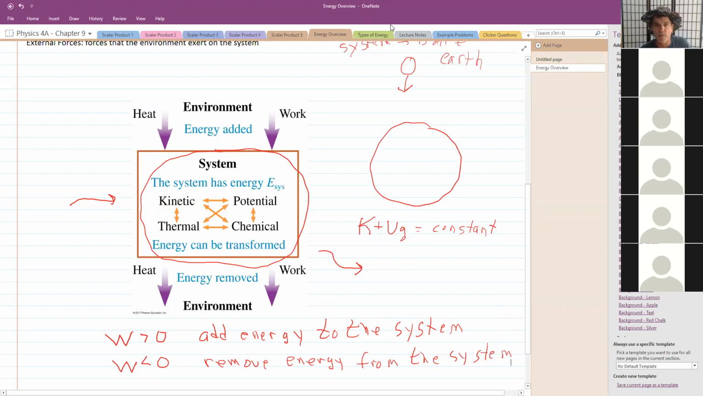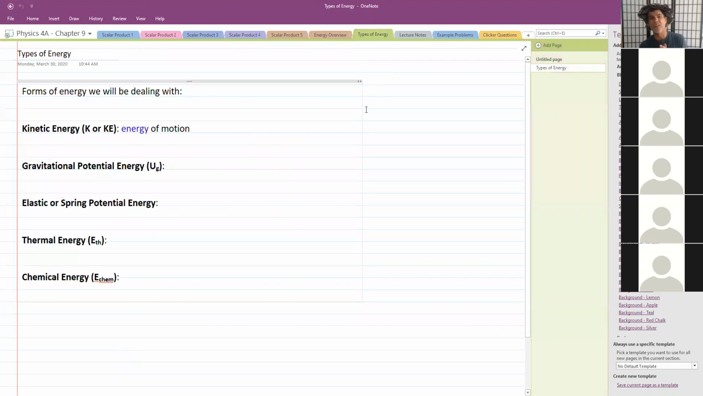So let me be specific about some of the types of energy we have. The main forms of energy we're going to be looking at are kinetic energy, gravitational potential energy, elastic or spring potential energy, thermal energy, and chemical energy. These are the main forms.